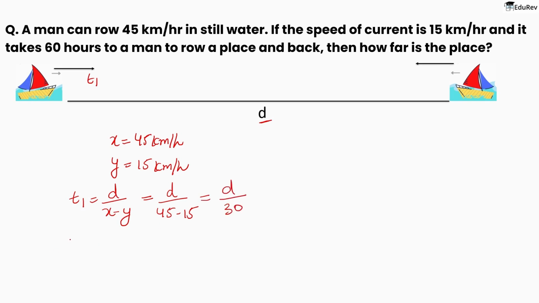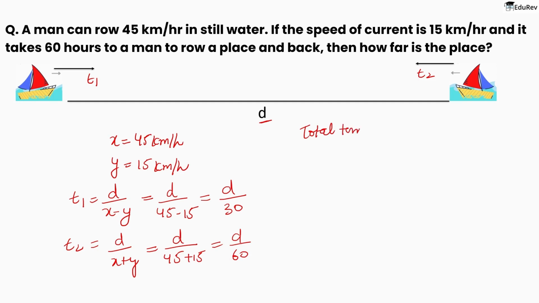Let t2 be the time to come back downstream, so t2 will be equal to d upon x plus y, as relative speed will be the addition of both the speeds. So t2 will be equal to d upon 45 plus 15, t2 will be equal to d upon 60. Total time for the whole journey will be given as t1 plus t2, which is given as 60 hours.